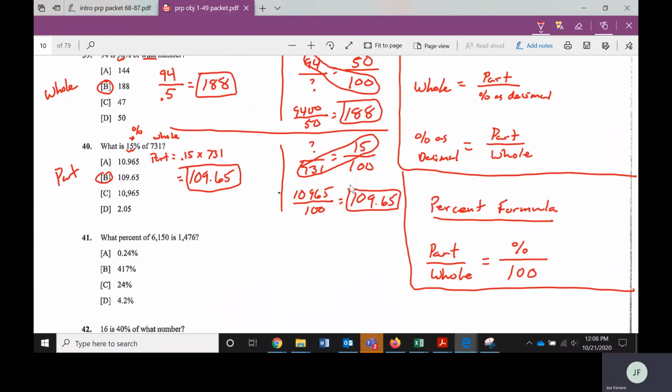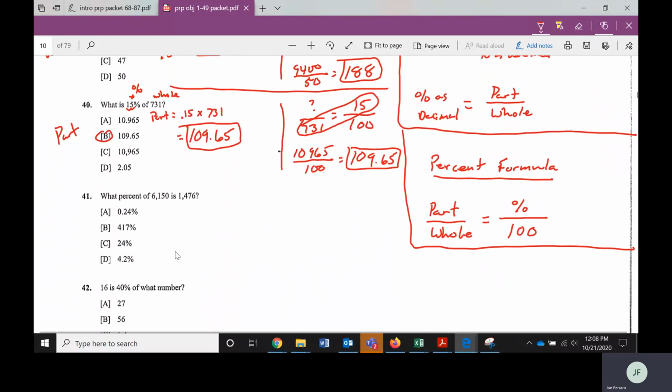Two more problems left. Okay. 41. Right away it says what percent. So right away you should know I'm looking for a percent. Then after the word of, that's your whole, leaving the other number as a part. Okay, so we're looking for percent. So we could use this right here.